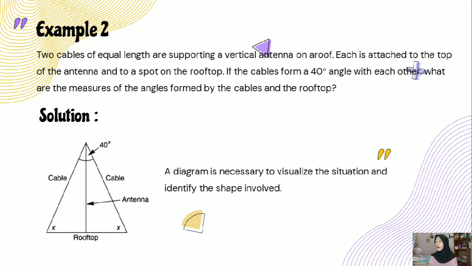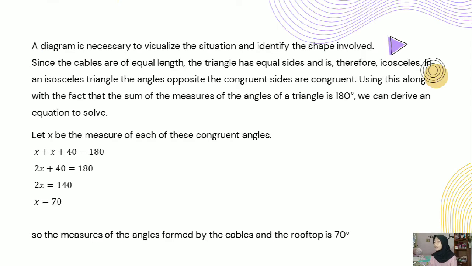Since the cables are of equal length, the triangle has two equal sides and is therefore isosceles. In an isosceles triangle, the angles opposite the congruent sides are congruent. Using this along with the fact that the sum of the measures of the angles of a triangle is 180 degrees, we can derive an equation to solve.